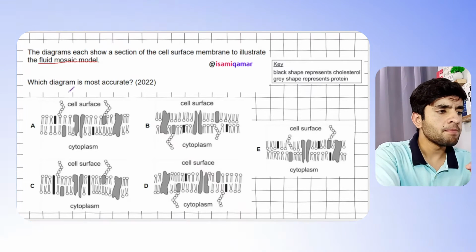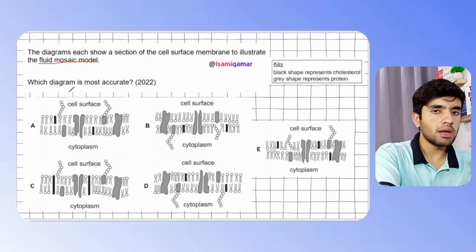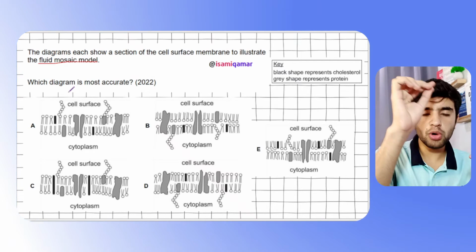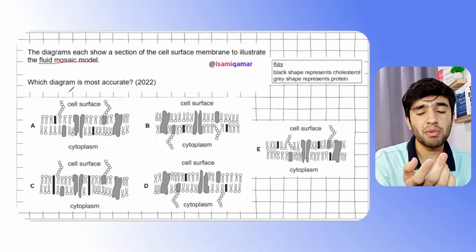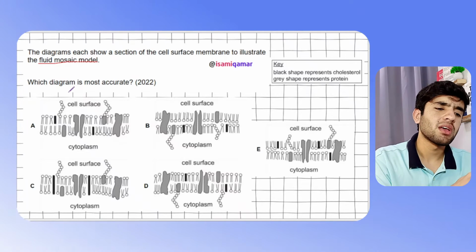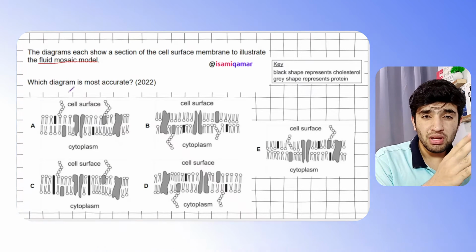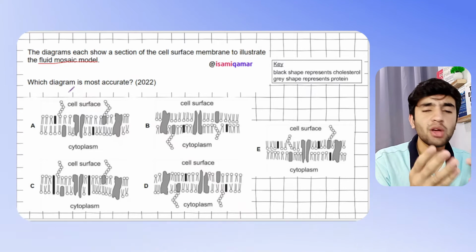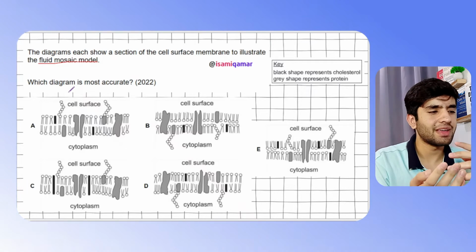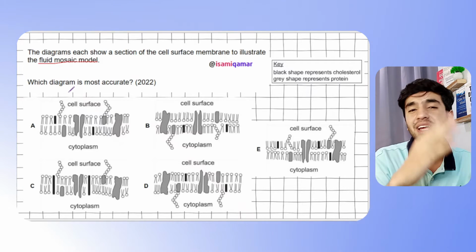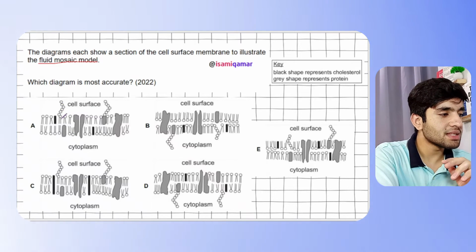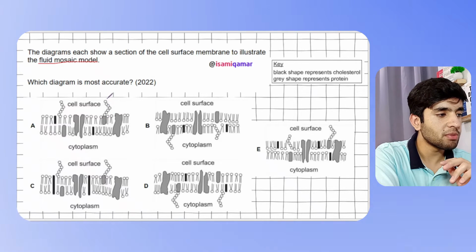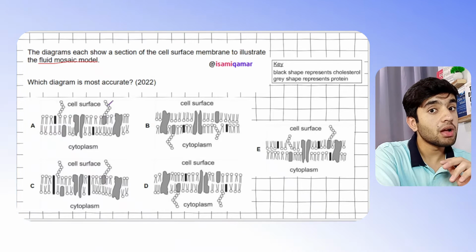Then on lipids, in a lipid bilayer, the carbohydrates that are attached will form what? Glycolipids. And with protein they will form glycoproteins. So here you go, this is a glycolipid, and this is the protein, so this will be a glycoprotein.